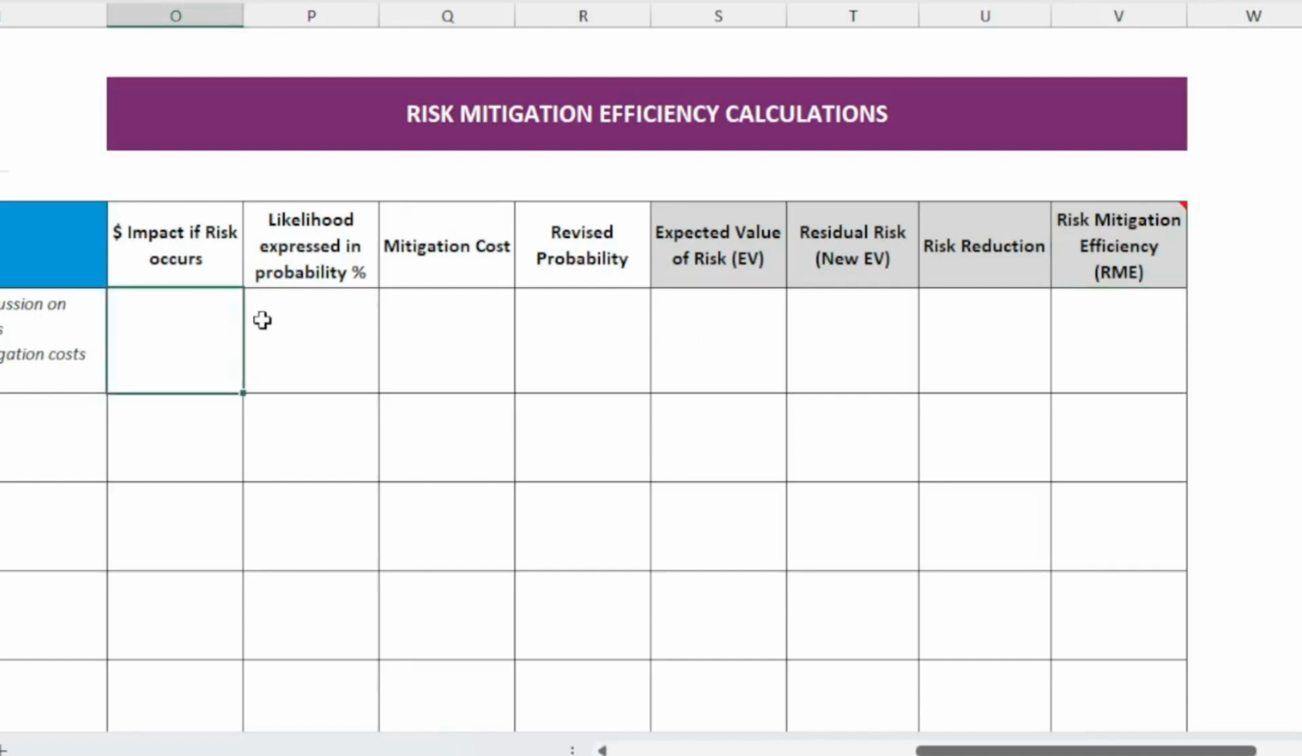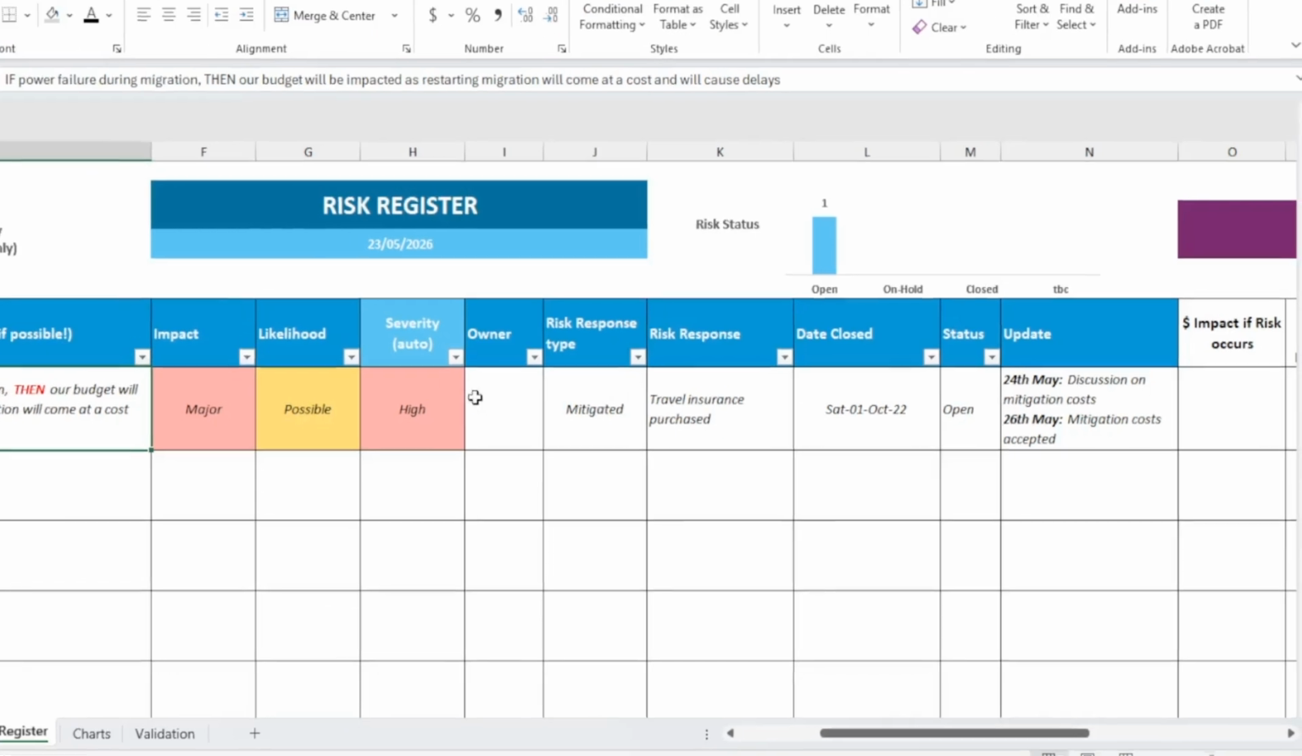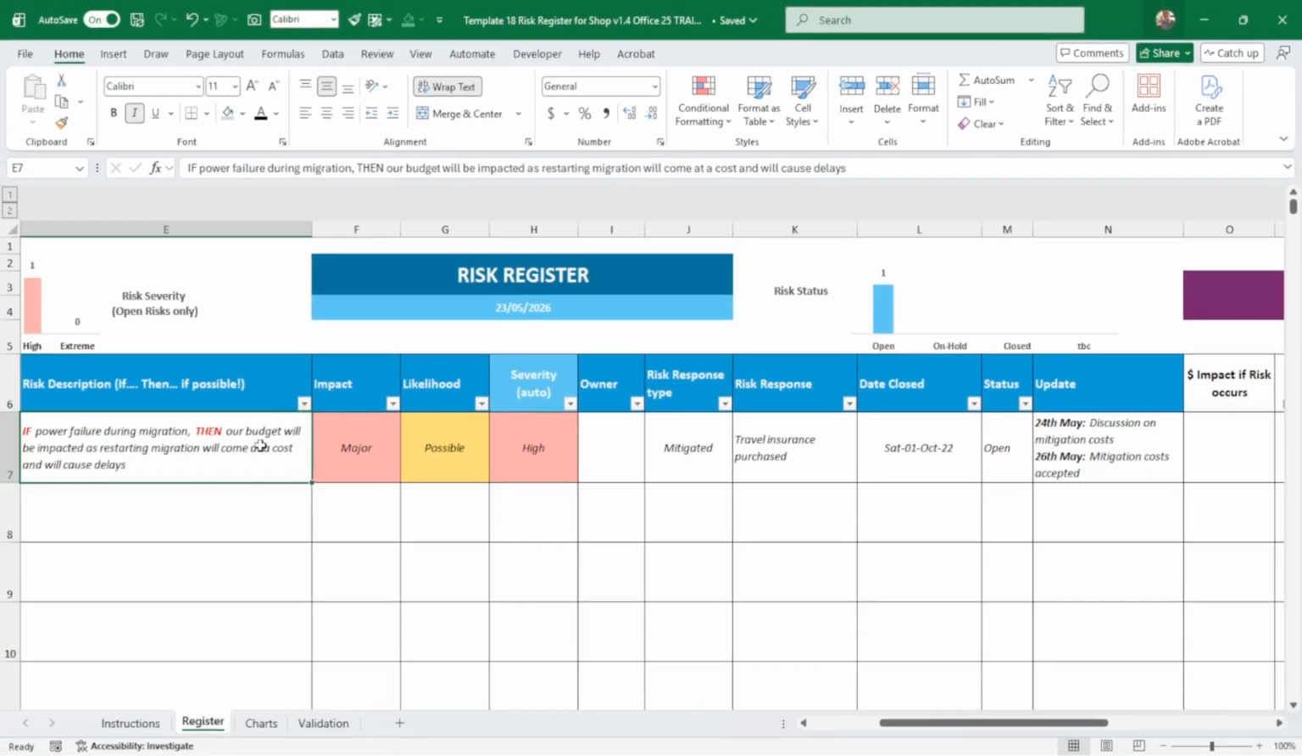I think it might be easier if we use an example for this. So here I'm taking the example of power failure during a migration of data, for instance. If there is a power failure, let's say you live in an area where there are frequent power failures, then the budget will be impacted as you need to restart the migration, and that will come at a cost, but also will cause delays.